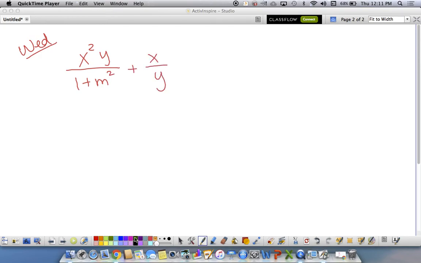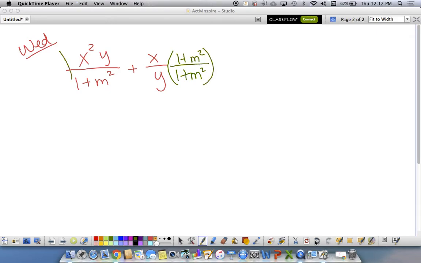When you are adding fractions, can you just cancel those out? If you are multiplying, then yes. But adding has an entirely different set of rules. You cannot mark them out. You have to get common denominators. Common denominators means I'm multiplying the right fraction by the left fraction's denominator. So I've got to multiply by 1 plus m squared over 1 plus m squared.